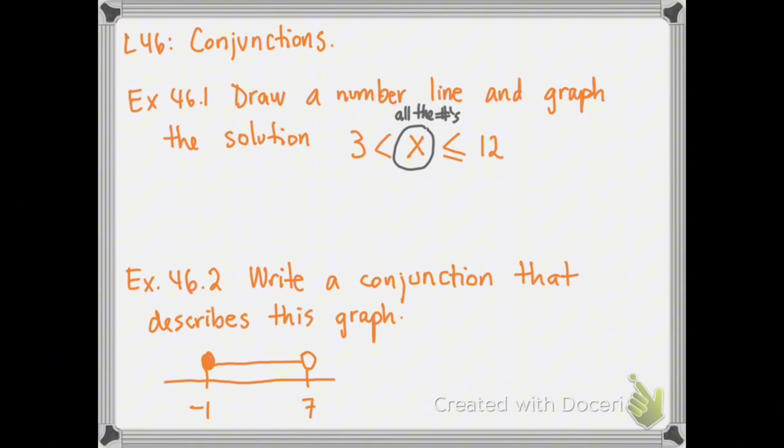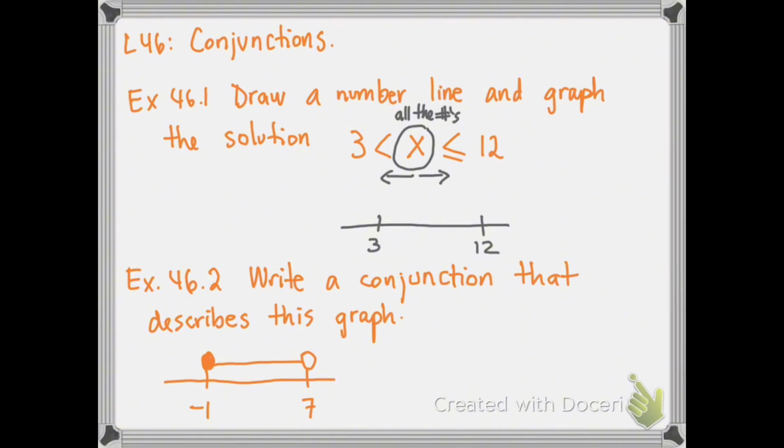So what we're going to say is all the numbers, and then we read to the left. Greater than 3, but also less or equal to 12. So notice that these numbers are between 3 and 12. So very simple. All we have to do is put the 3 here and the 12 here. Notice I don't even worry about putting the numbers in between.